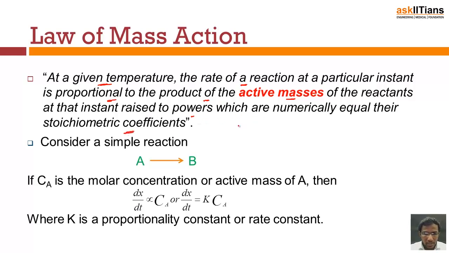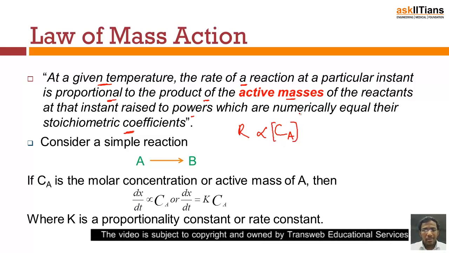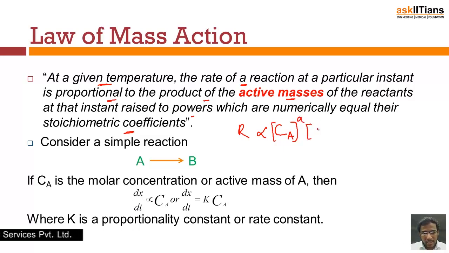So at a given temperature, the rate of reaction is proportional to the active mass. Say A is the reactant, then CA represents the active mass of A, which is raised to its stoichiometric coefficient in the given balanced equation. If another reactant is there, then the active mass of B is raised to the power b, where a and b are the coefficients of reactant A and reactant B. To understand it better, let's take an example.